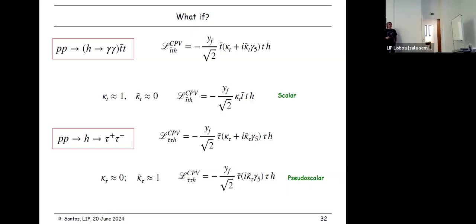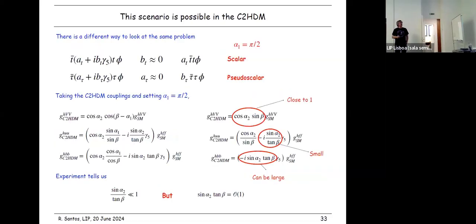Now, one thing, why am I so interested in this part in particular? Because at some stage in our life we realized that there was this weird possibility that you would have the same particle behaving as a scalar in one place and behaving as a pseudo-scalar in the other place. And this was exactly the case. We presented this case to motivate further the direct searches for the CP odd components of the pseudo-scalar.